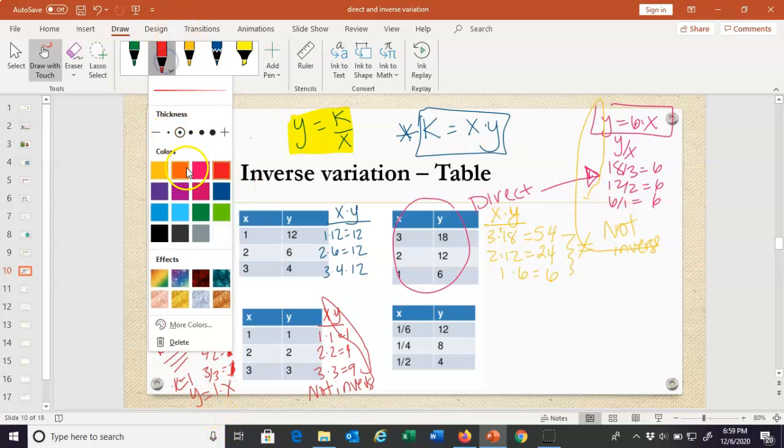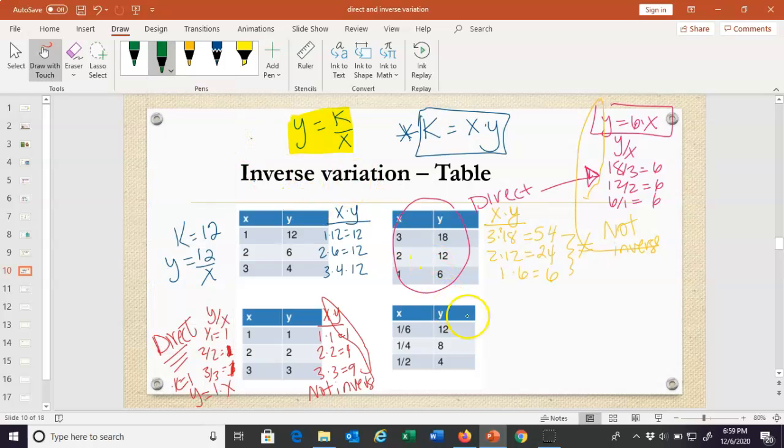All right, let's try the last one. This is kind of fun, I think. X times y. So we have 1/6 times 12. What is that? Now you can definitely, again, do this in your calculator, or we can just do it by hand. 1 over 6 times 12. Remember, with multiplying fractions, just do the top times the top and the bottom times the bottom. So we're going to have 12 over 6, which is 2.